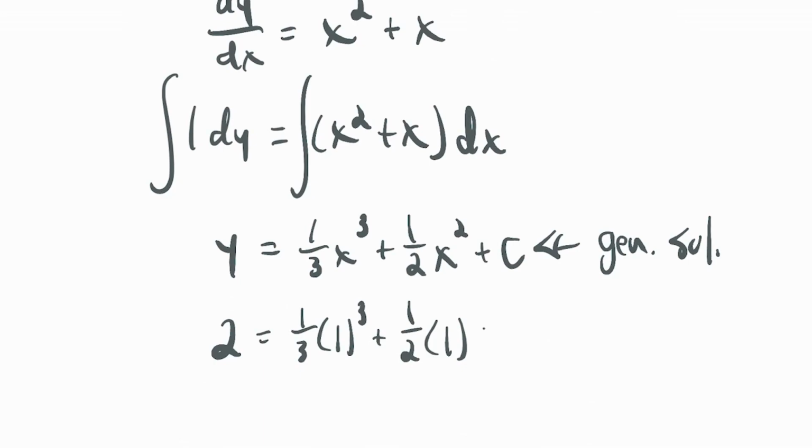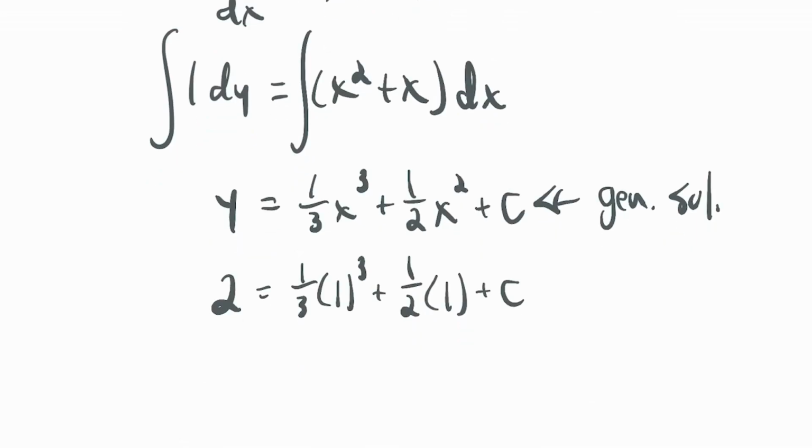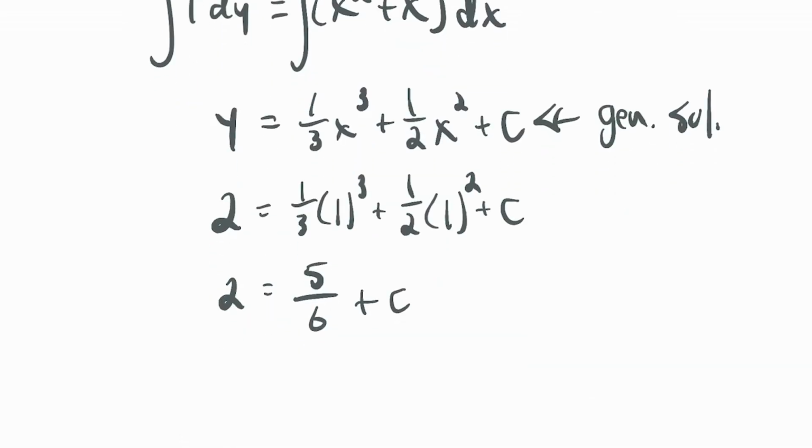So I have 2 equals, I guess that's 5/6. Oh, I didn't square that. It's not super important because 1 squared is 1 anyway. 1 cubed is 1. So I have 1/3 plus 1/2, which is 5/6, plus c. If I subtract 5/6 on both sides, I'll get 7/6 equals c.